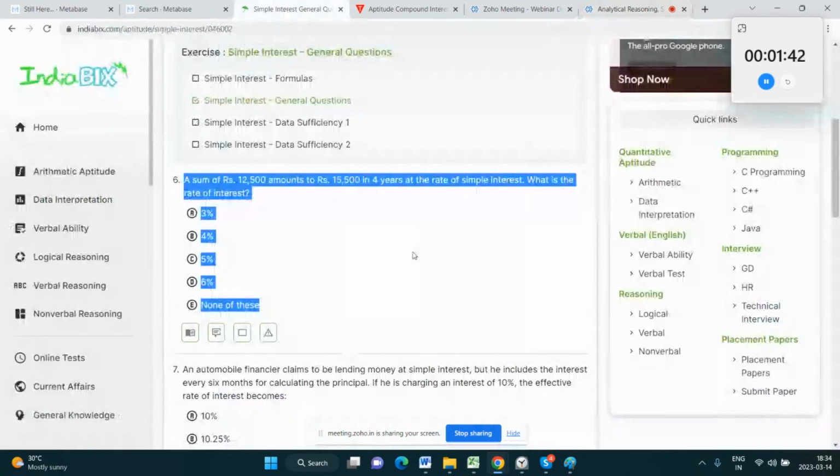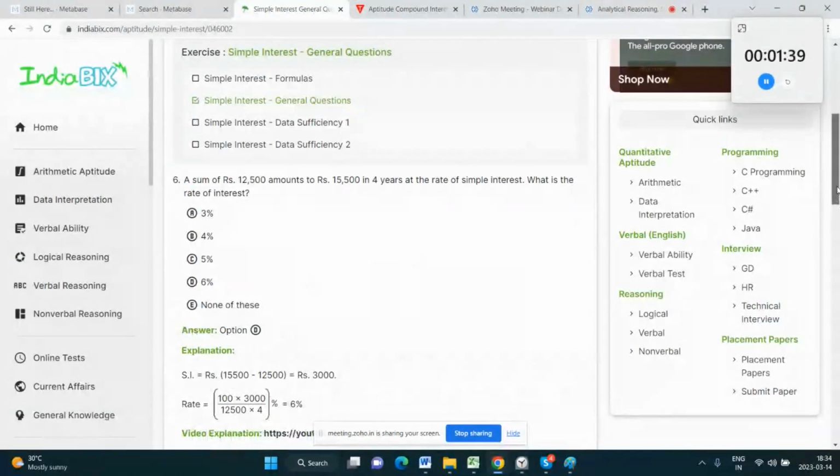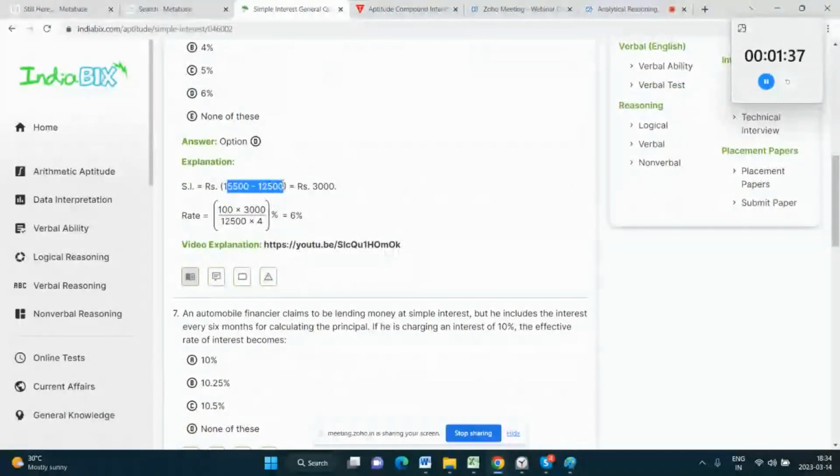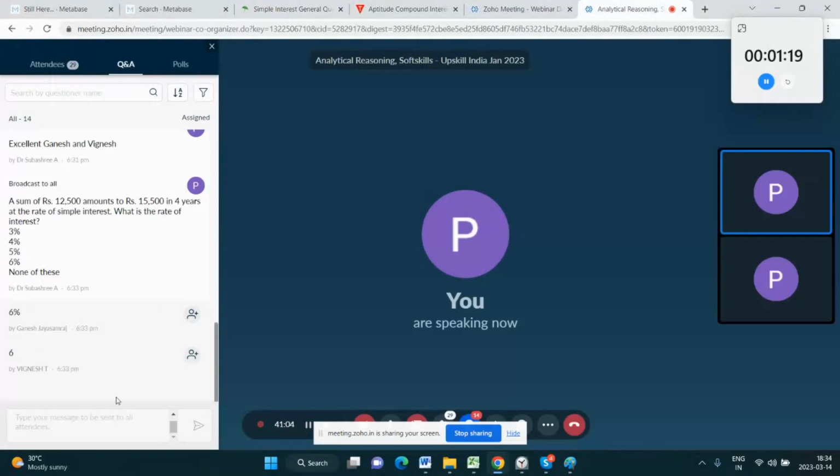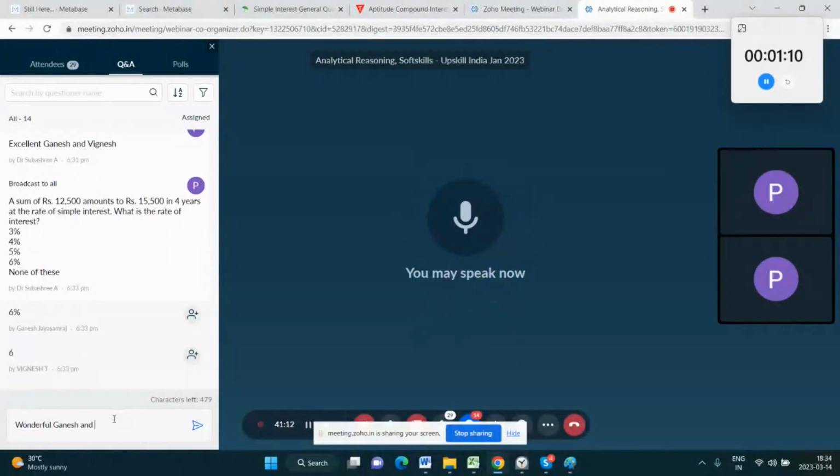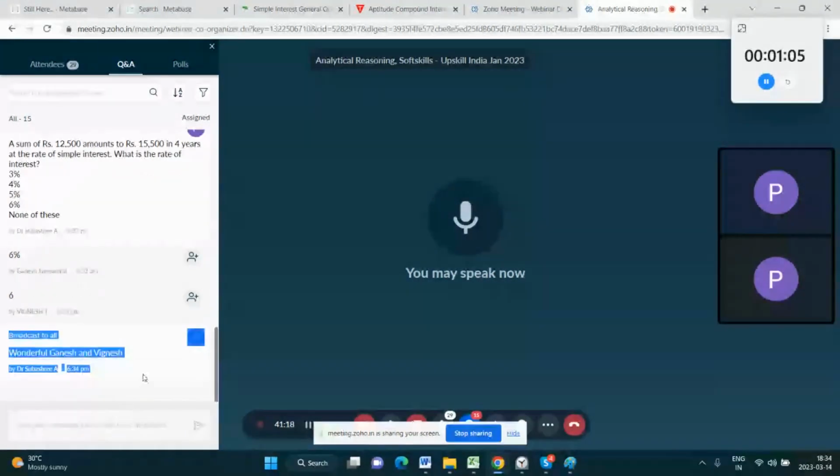Now we will see what the answer is. 15,500 minus 12,500 is the interest earned. Now the rate of interest, the same calculation. PNR by 100 is equal to 3,000. If you calculate, it is 6%. Very good. Superb, both of you. Now we will do one more sum.